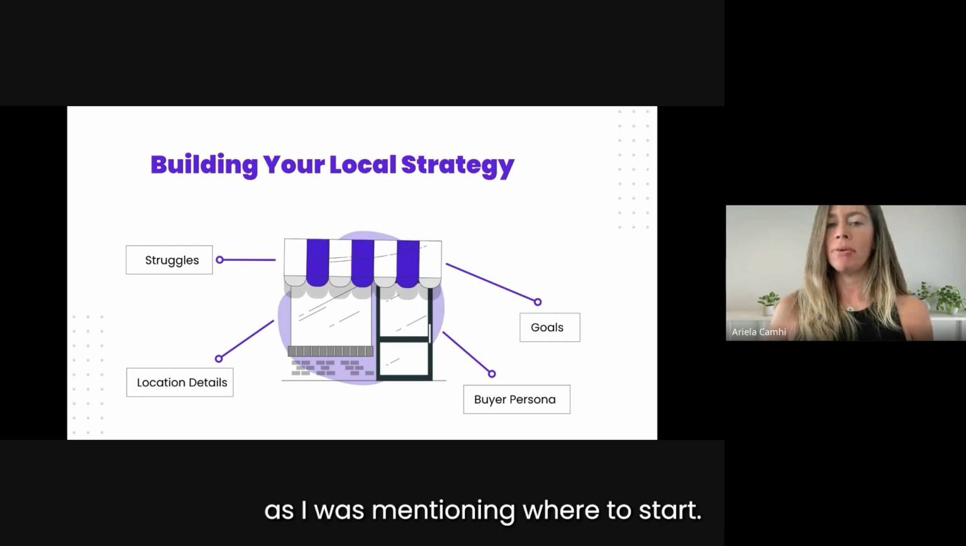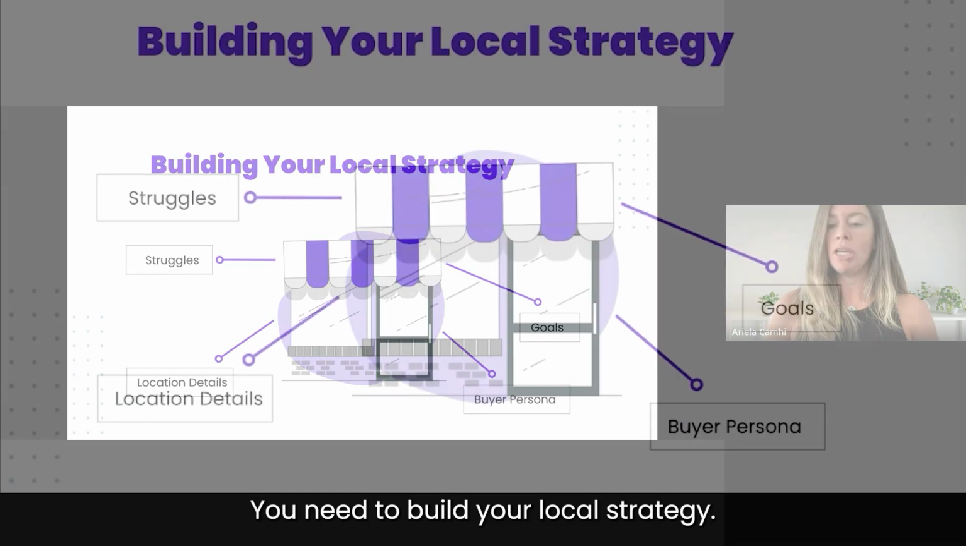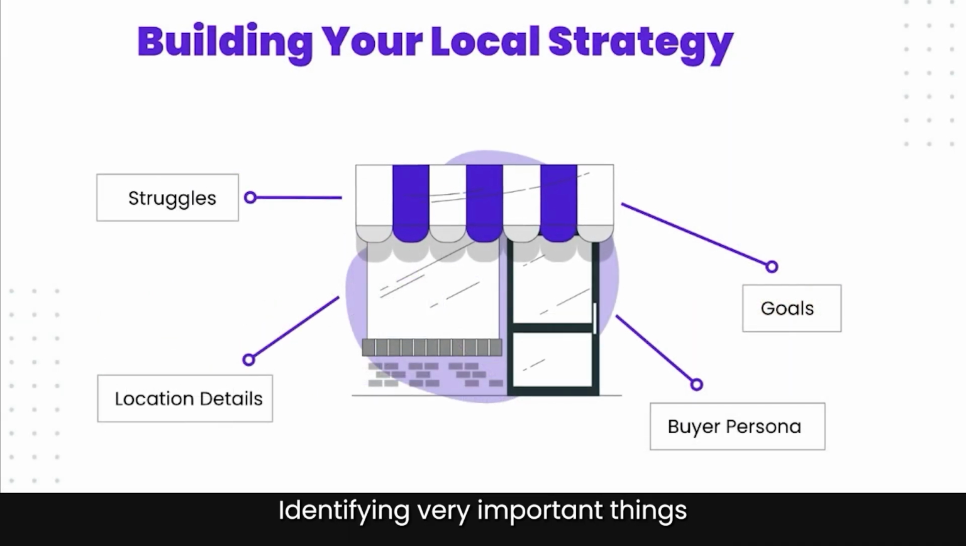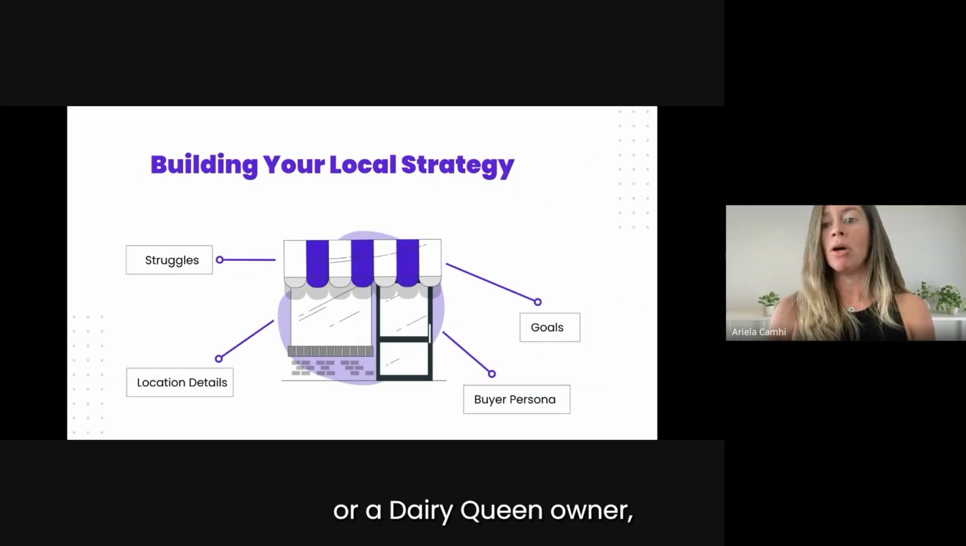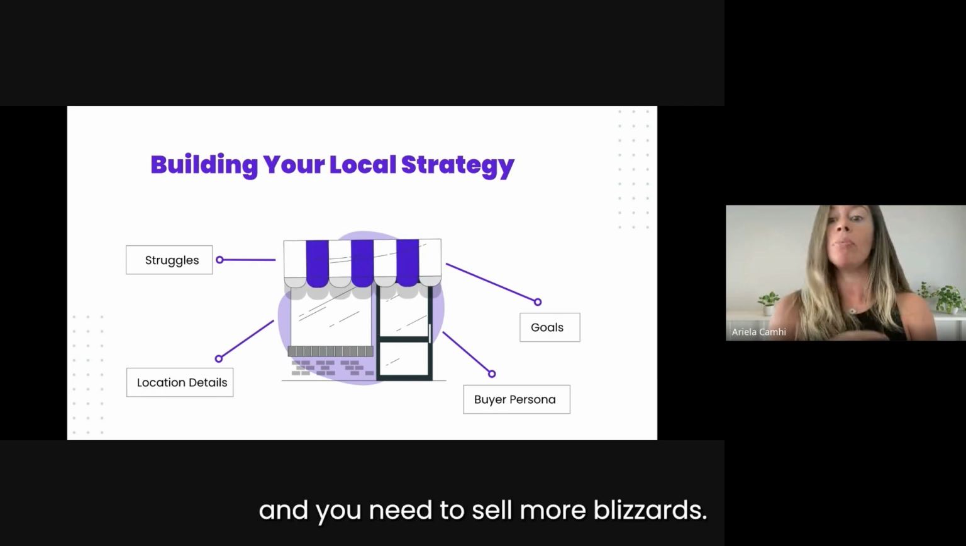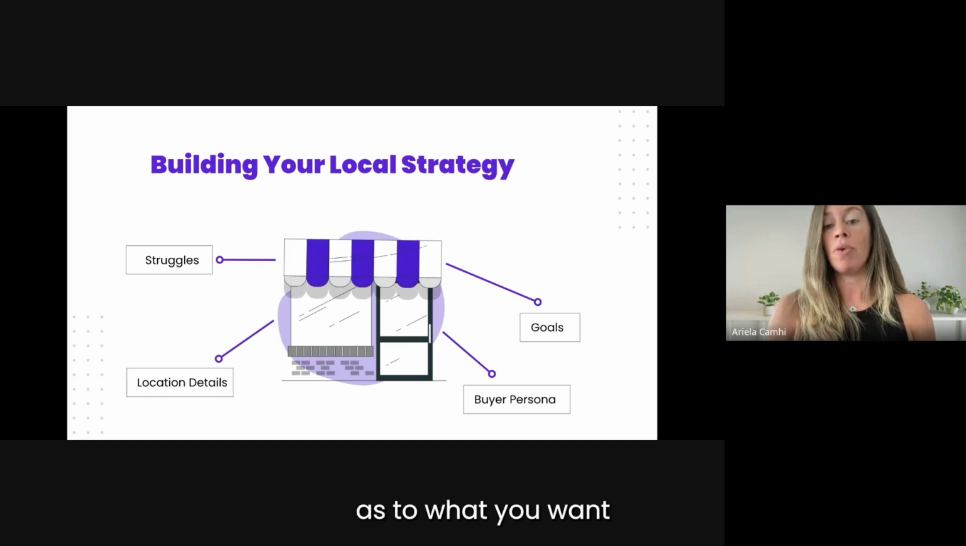So first, as I was mentioning, where to start. You need to build your local strategy, identifying very important things about your business. So the first thing that you need to know is, what are your goals? If you're a UPS store owner and you want to maybe have more signups for mailboxes, if you're a Papa John's and you're looking to have more traffic to your website and selling more pizzas, or a Dairy Queen owner and you need to sell more Blizzards, this needs to be very clear in your mind as to what you want to accomplish with social media. So we start with goals.